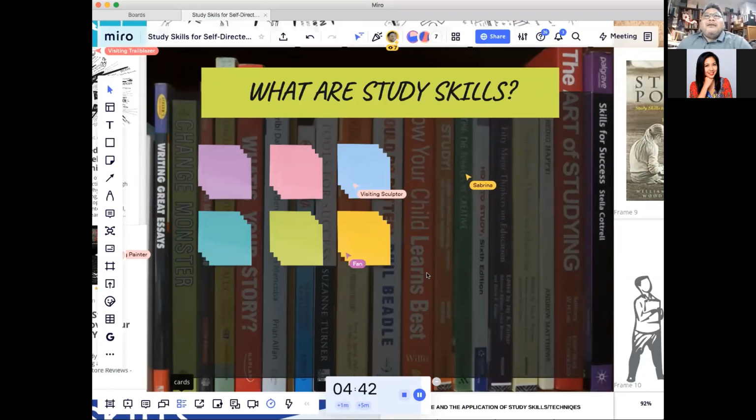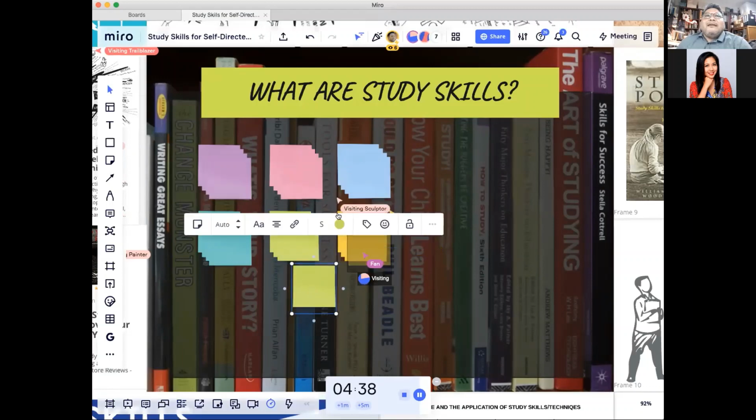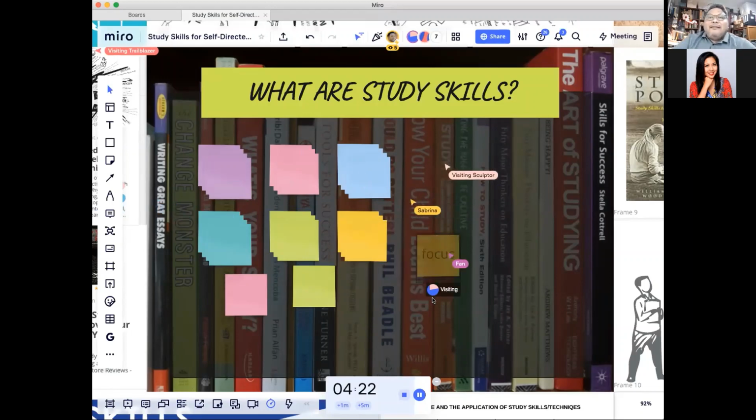Yeah, just need to double click. Yeah, drag it and double click it and share what are study skills. What are study skills to you? What have you been using? What techniques, what skills, preparing for exams or doing your homework or preparing for school? What are the things that you have done? How do you prepare yourself?